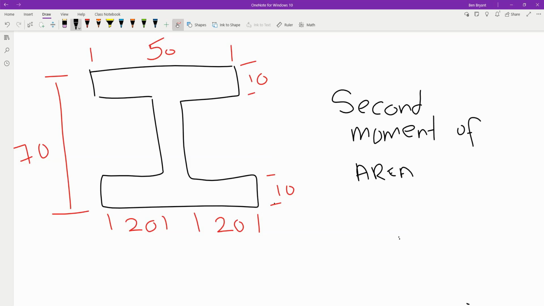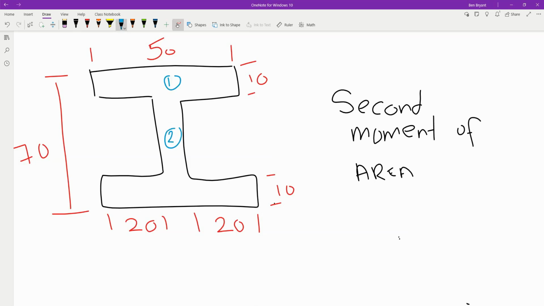Okay, so this one is how to solve the second moment of area, and this time we're going to look at a symmetrical I-beam. So we have an I-beam which is 50 for the top flange by 70 overall, and each of our little flanges has got 10, and our intermediate section is 20. So what we know is it's 50 by 70, with these top sections as 10, and our cutouts as 20.